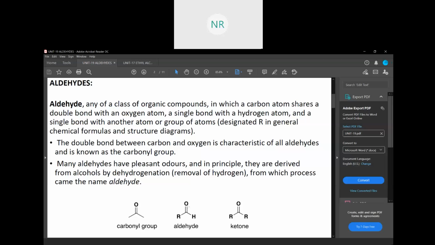So many aldehydes have pleasant odors, and in principle they are derived from alcohols by dehydrogenation, that is removal of hydrogen, from which process came the name aldehyde. Okay.